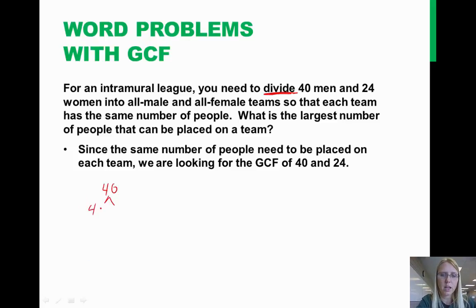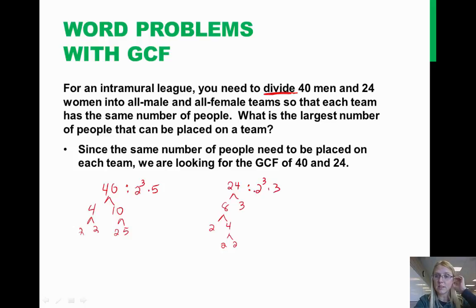So we have 4 and 10, and I know that 2 and 2 go into 4, and 2 and 5. So my factor tree for 40 is 2 to the third times 5. Now let's do the same thing for 24. We have 8 and 3, 2 and 4, and 2 and 2. So for 24, my factor tree is 2 to the third times 3.